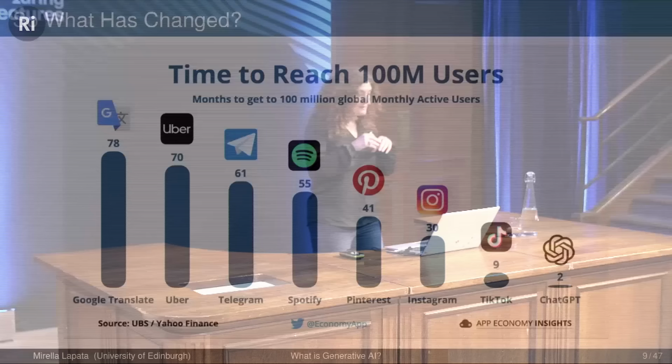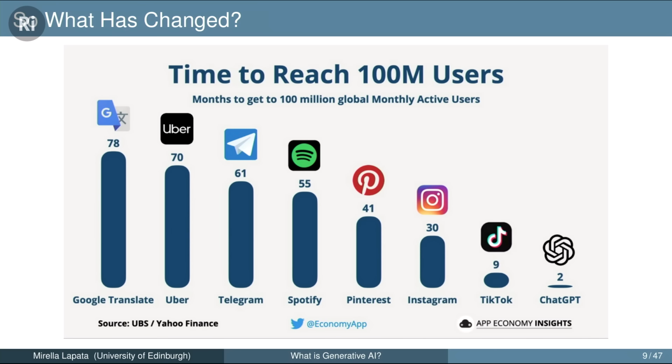Another fun fact, so this is a graph that shows the time it took for ChatGPT to reach 100 million users, compared with other tools that have been launched in the past. And you see, our beloved Google Translate, it took 78 months to reach 100 million users, a long time. TikTok took 9 months, and ChatGPT 2. So within 2 months, they had 100 million users, and these users pay a little bit to use the system. So you can do the multiplication and figure out how much money they make. Okay, so this is the history part.